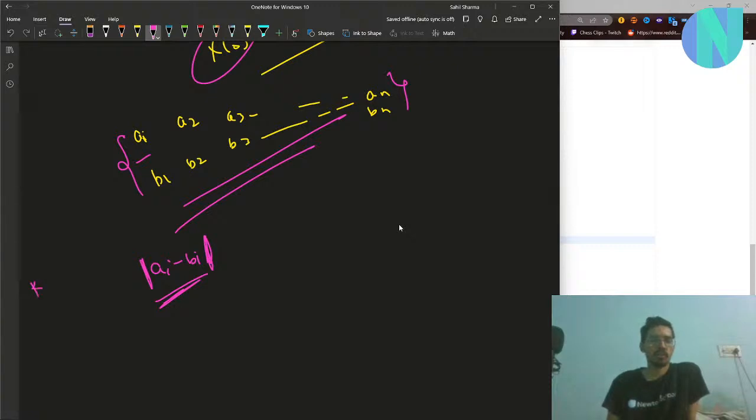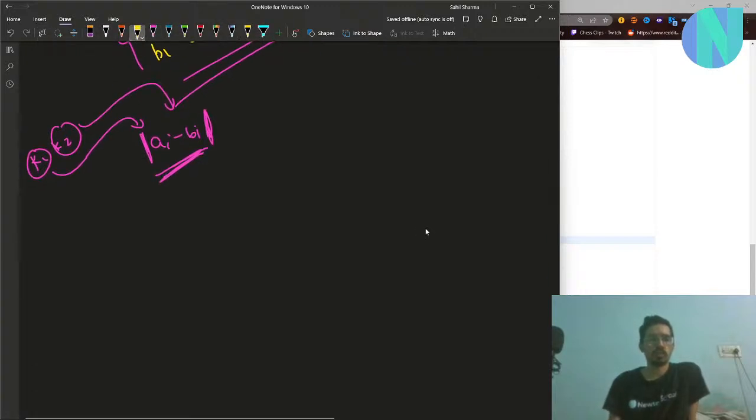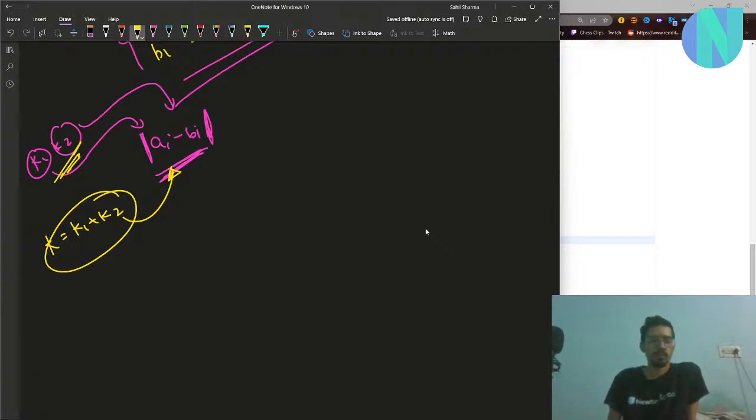And second of all, you have k1 and k2. You can see I can apply k1 on ai, and I can apply k2 on bi. So basically I can apply k1 plus k2 on the entire term. I will not consider k1 and k2 as two different things. I will consider a value k that is equal to k1 plus k2, that is, I can apply k operations on the following term. So I will create a new array, that is a1 minus b1, a2 minus b2, a3 minus b3, and so on.